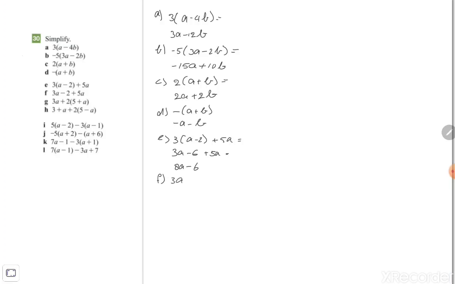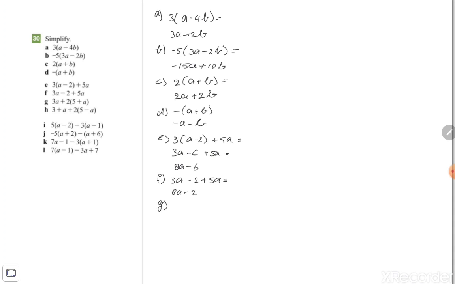Exercise F. 3A minus 2 plus 5A. You do not need to multiply out the brackets here. The only thing you need to do is to find the equal terms. So 3A and 5A together is 8A, and then minus 2.